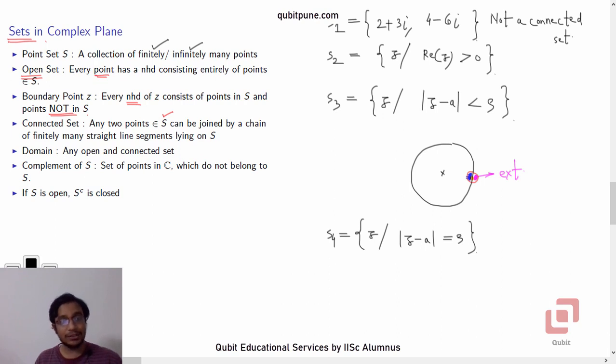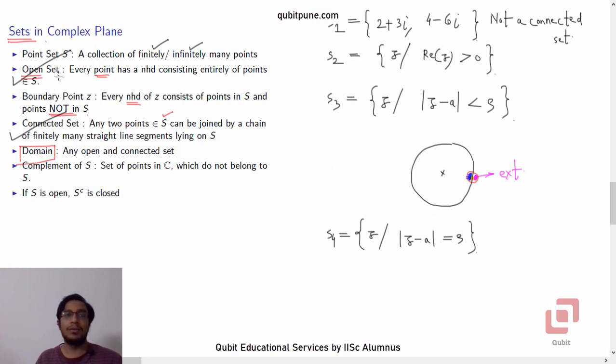Alright, now let's go to domain. Domain is perhaps the most important term here. A domain is a set which has to be open and it has to be connected. If you understand the definitions of open set and connected set, then you will immediately realize what we call domain in this particular branch of mathematics.